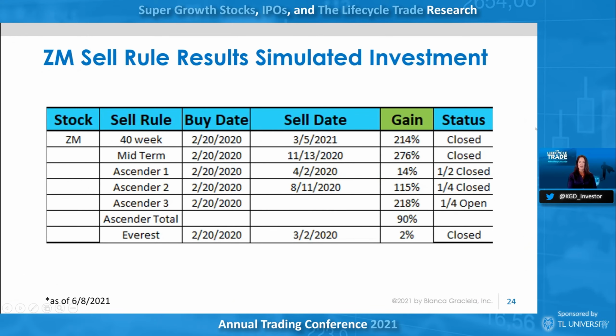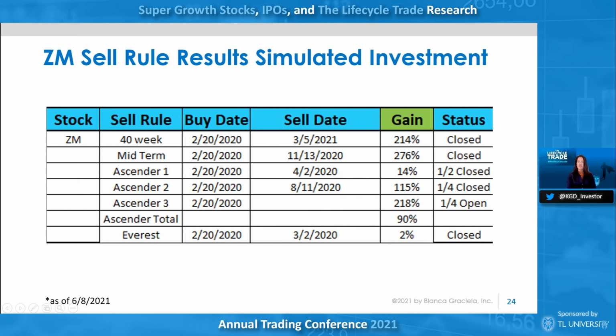Okay, so here are the results. The 40-week line took me out on March 5th, 2021, at a 214% gain. And this is just if you made the single buy at that buy point. This does not incorporate any adds or anything like that. The midterm rule, 276%. So in this case, that rule was actually the better rule.